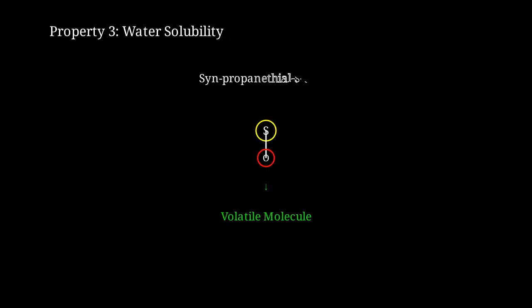Here's a simplified representation showing the key sulfur-oxygen bond. This molecule is small, volatile, and reactive, the perfect irritant. Now let's discuss how this molecule travels from the cutting board to your eye. This involves principles of diffusion, convection, and fluid dynamics.